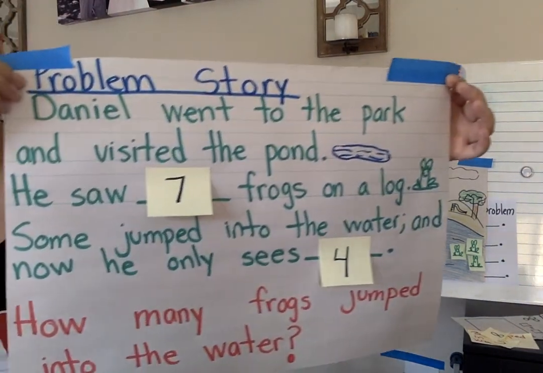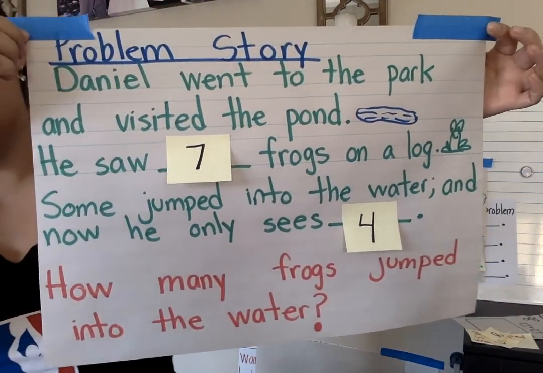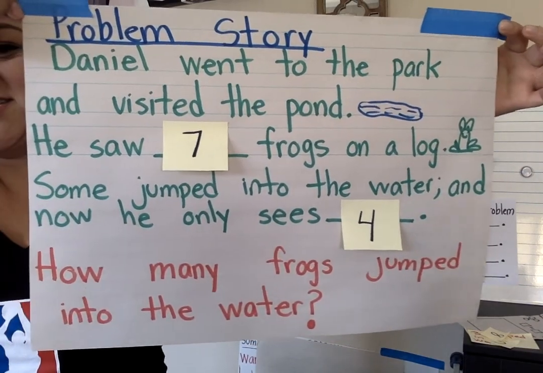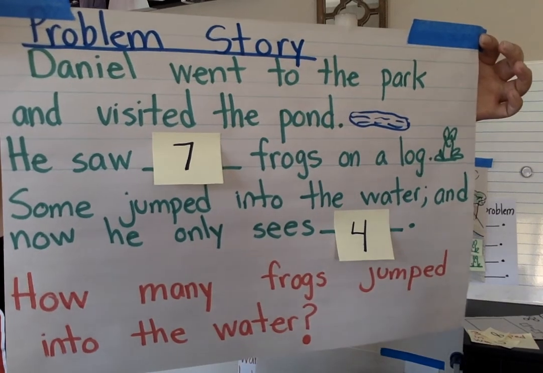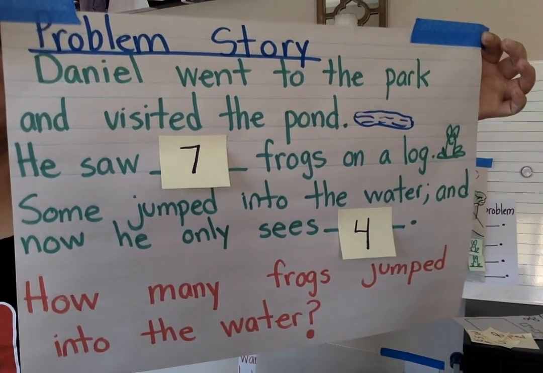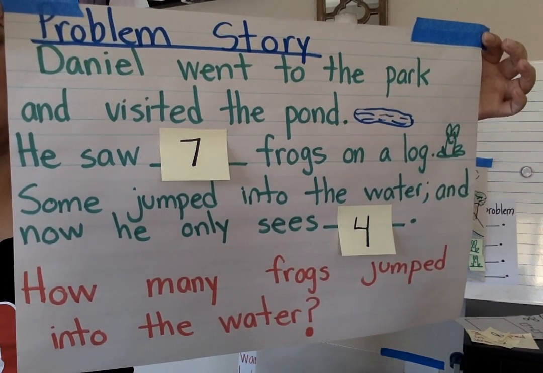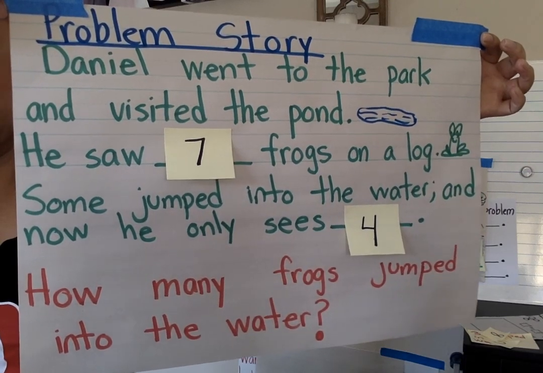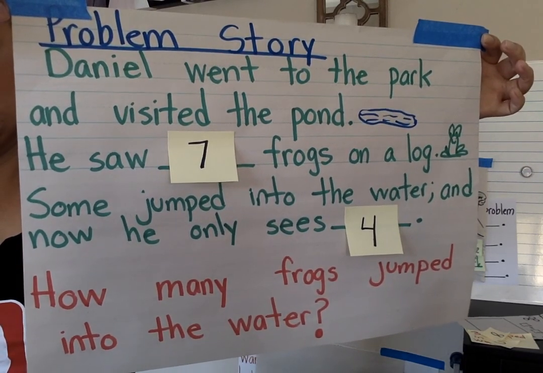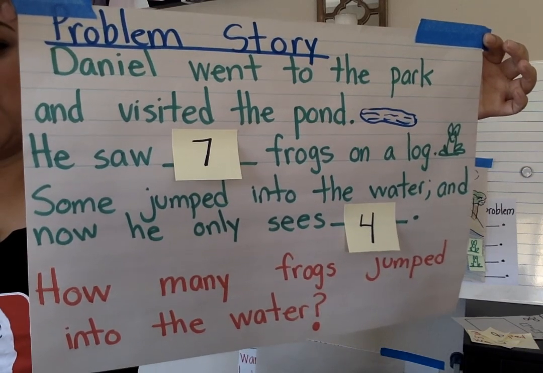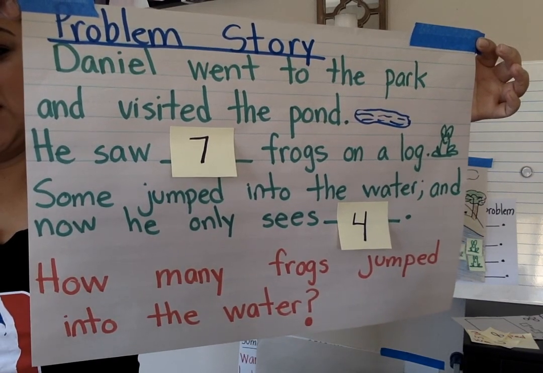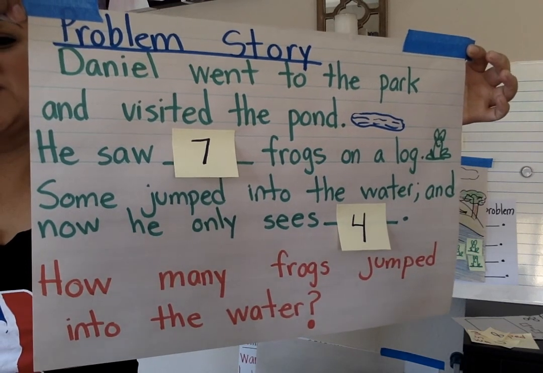Okay, scholar, so here is your problem story that I want to see for today. Daniel went to the park and he visited the pond. He saw 7 frogs on a log. Some jumped into the water, and now he only sees 4. How many frogs jumped into the water?